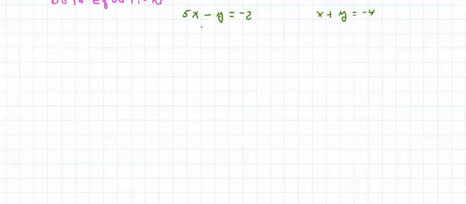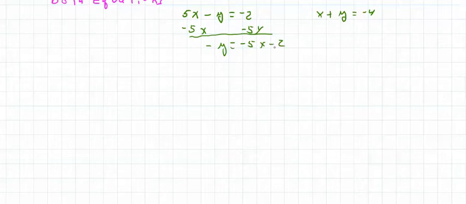First equation, solve for y. Subtract 5x, and we get negative y equals negative 5x minus 2. And I divide by negative 1, divide by negative 1, divide by negative 1. Y equals 5x plus 2. This equation I can just solve using x and y intercepts. So let's draw our graph and see what happens.